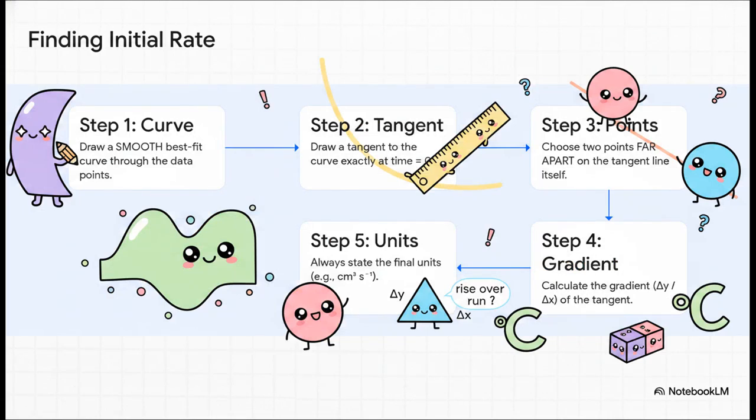So here's the right way to do it. Follow these steps exactly. First, draw a nice, smooth best fit curve. Then, line up your ruler and draw a perfect tangent that just kisses the curve at time 0. Now, and this is so important, pick 2 points that are far apart on your tangent line, not your data points. Use those 2 points to calculate the gradient. And for the love of chemistry, don't forget your units at the end.